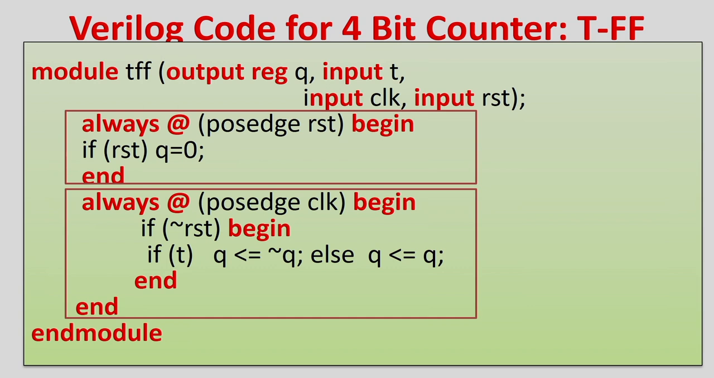And how can we write a Verilog code for this? We need to use 4 T flip flops, and I am showing this code. This code is for a positive edge trigger T flip flop, and this module has 3 inputs and 1 output. This is the clock, reset, T as inputs, and Q is the output. This is an asynchronous reset: at positive edge of RST, if RST then reset to 0. If not RST, then if T input is 1, you toggle the output, otherwise you retain the earlier state. This is the standard Verilog design for a T flip flop.